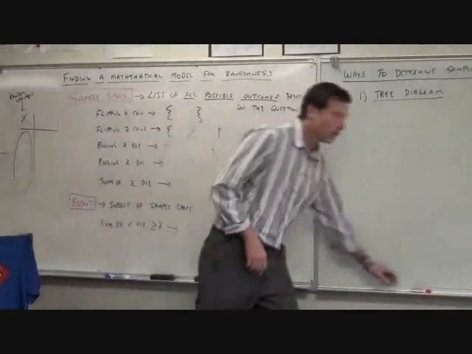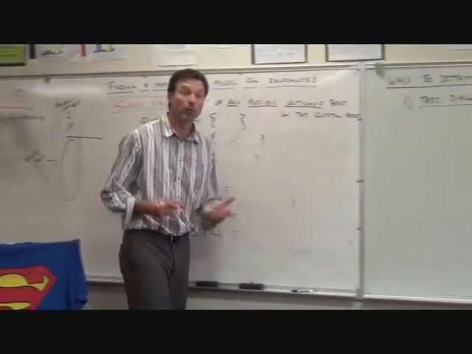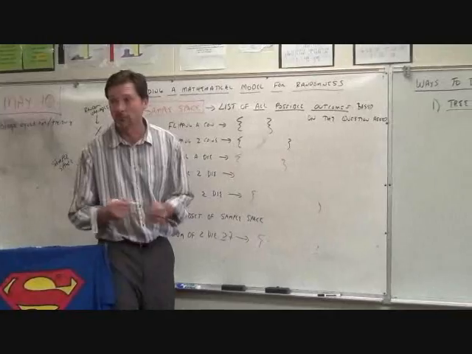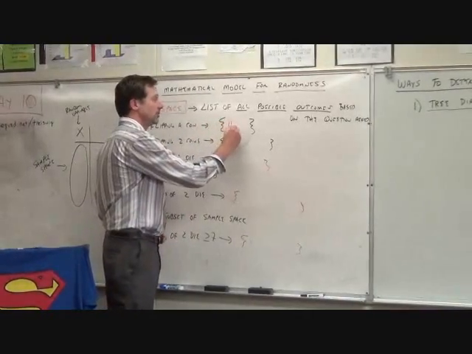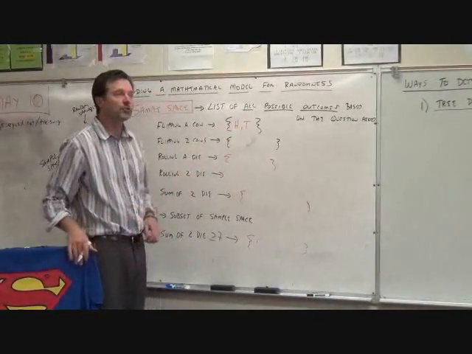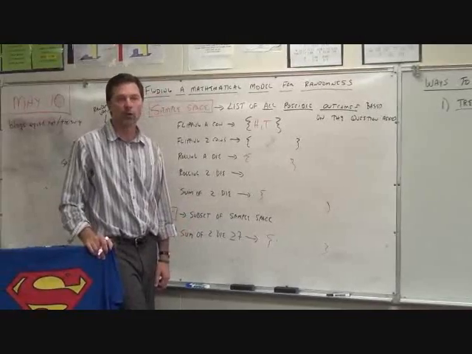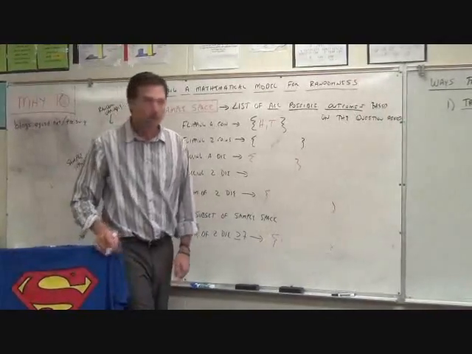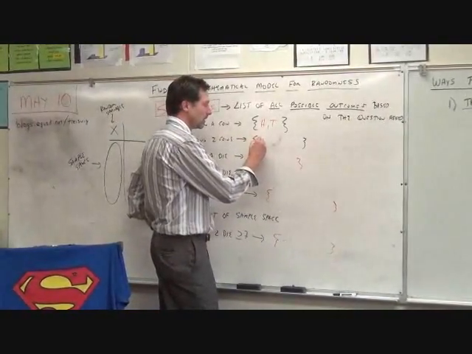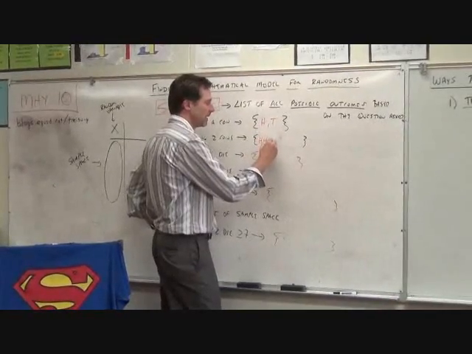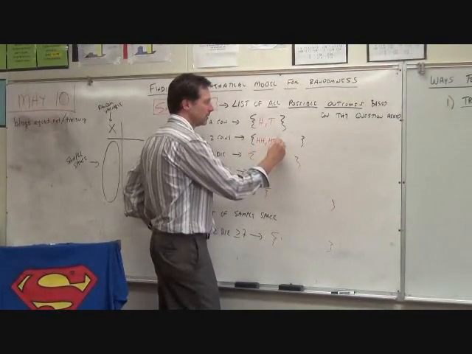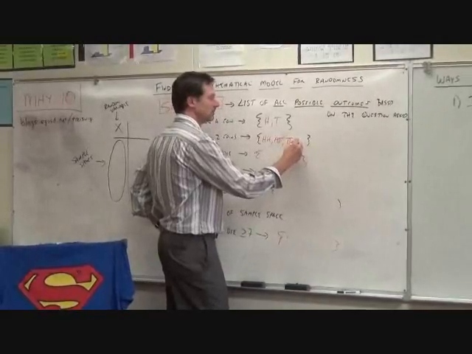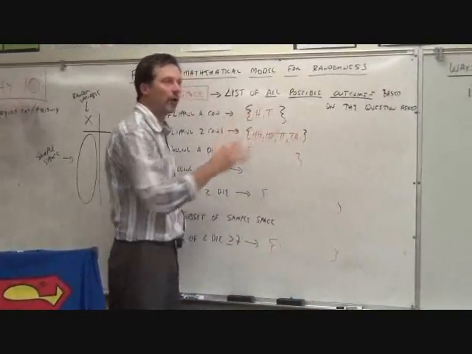If I flip a coin, what's my sample space? What are all the possible outcomes we can get? Just heads and tails. Right? There's only 2 of them in this case. How about flipping 2 coins? Or if you want to think of it, flipping 1 coin twice. What do we got? Heads, heads. Heads, tails. Tails, tails. And tails, heads.